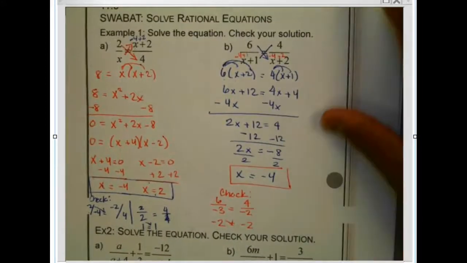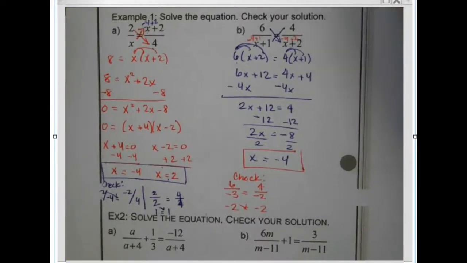Now, we are shifting modes. Whenever you just have 2 fractions with an equal sign in between them, that's all you have to do.